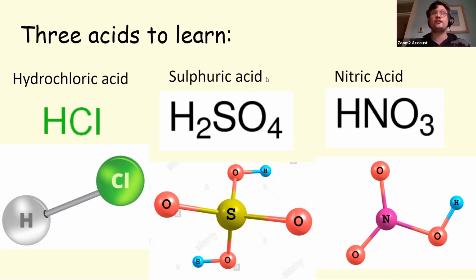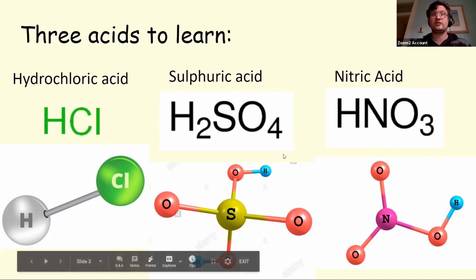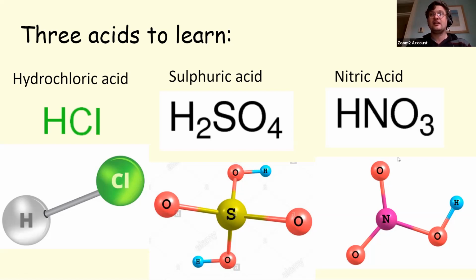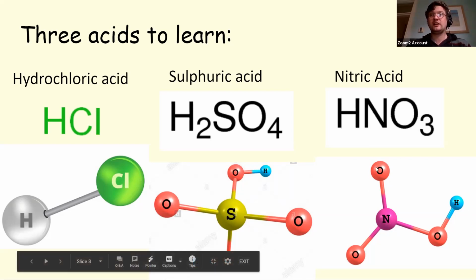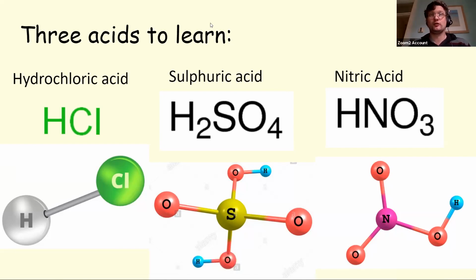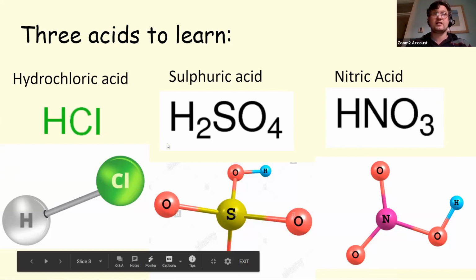This is sulfuric acid, H2SO4. So 2 hydrogens, 1 sulfur, 4 oxygens. And nitric acid is HNO3, again, capital N, capital O, they're separate atoms. So we've got 1 hydrogen, 1 nitrogen, and 3 oxygens. Now you'll notice something that is the same about all of these acids. They all have hydrogen in. Now we're going to come on to that in a minute.